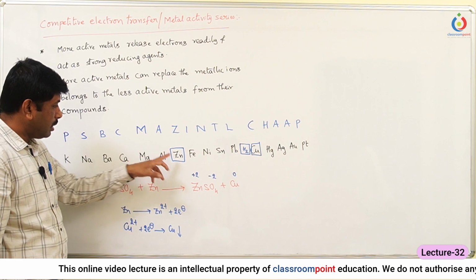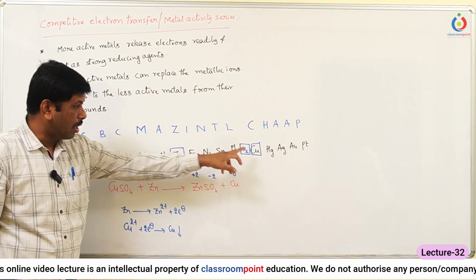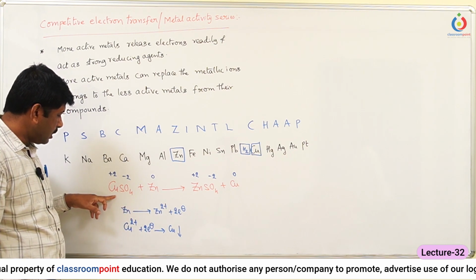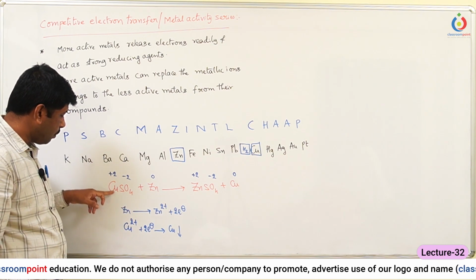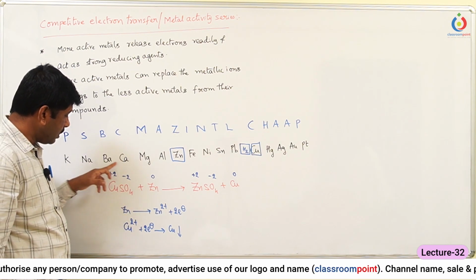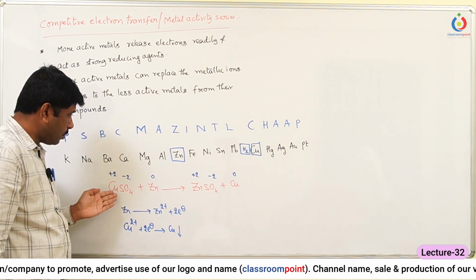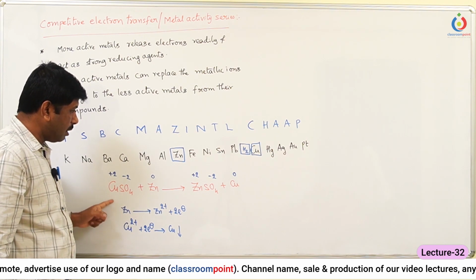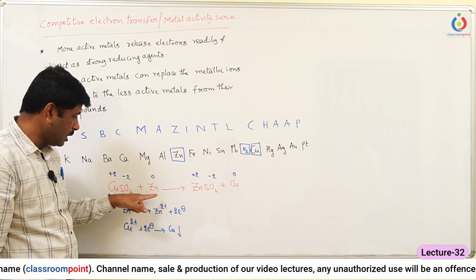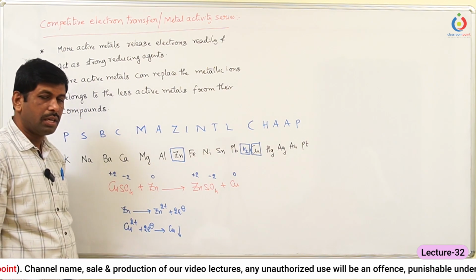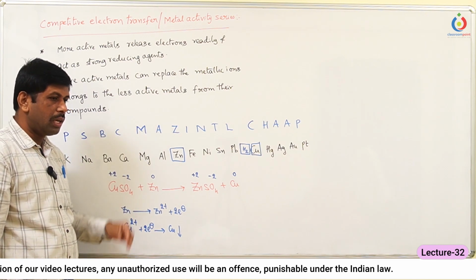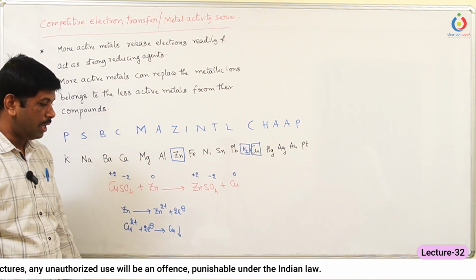That means here, see here zinc is the more active metal, copper is the less active metal. So that more active metal replaces the ion, this is a cupric ion of the less active metal from its compound, and it occupies its position, and the metal ion which is replaced completely gets reduced. So for this reduction process, zinc is responsible. That's why zinc is here called as the reducing agent. That means more active metal release electrons and act as a strong reducing agent.